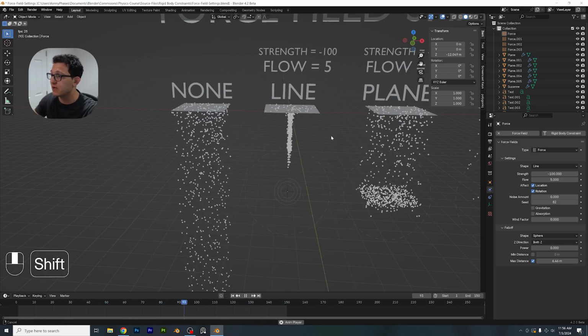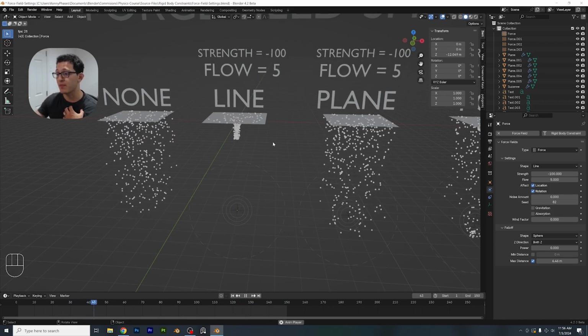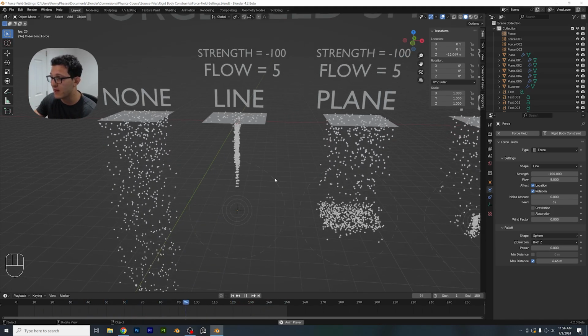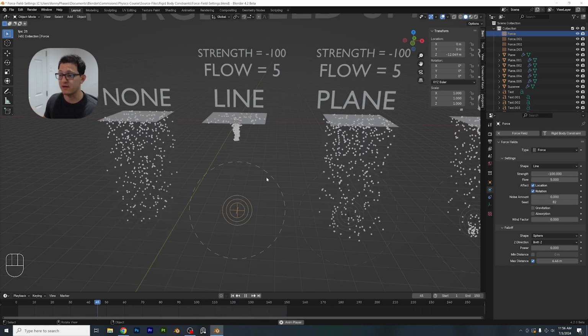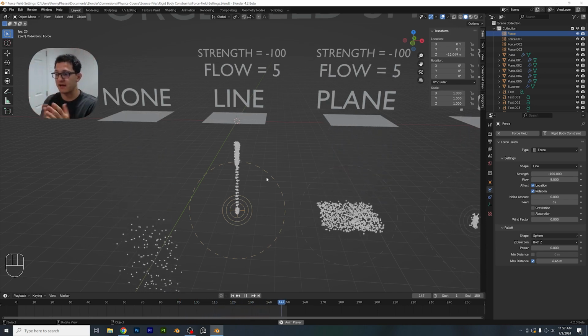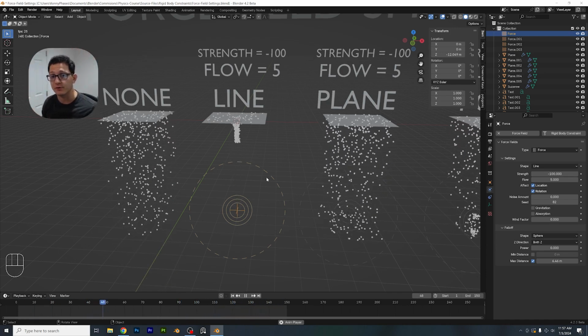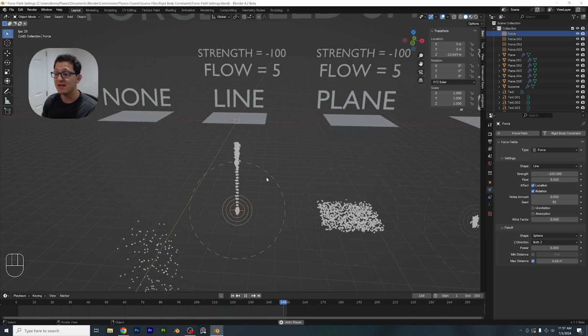Now, as you can see right here on the right, we have our strength, flow, and line set up. So right underneath of our force field, we have a point force. So right here, we're using the line type. Now, this is just going to pull everything in a linear fashion, as you can see. So instead of these particles just falling, they actually gravitate towards our force field in a line.